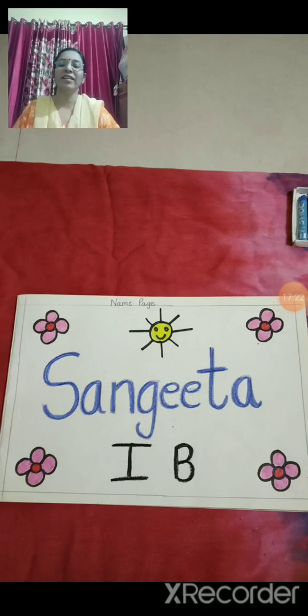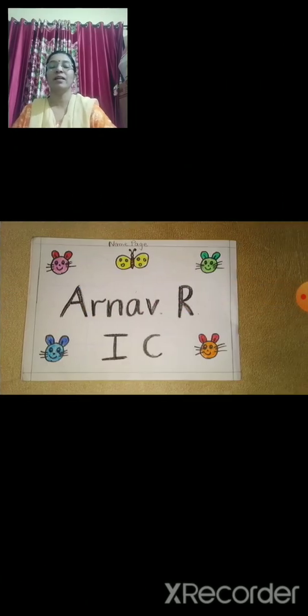So children, our name page is ready. See the first one, I had written my name. See how beautiful it is looking. And another is Arnav with the bunny rabbits. So children, now you are going to take your drawing notebook and you are going to decorate your name page. Okay, and it should look very beautiful. Decorate it very nicely. Use your creativity.